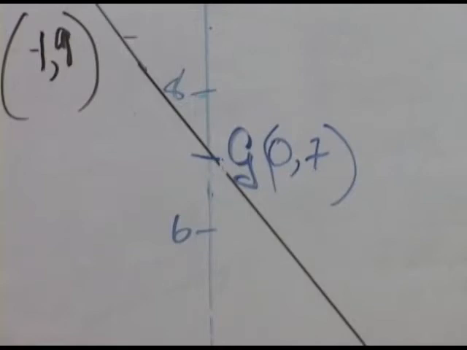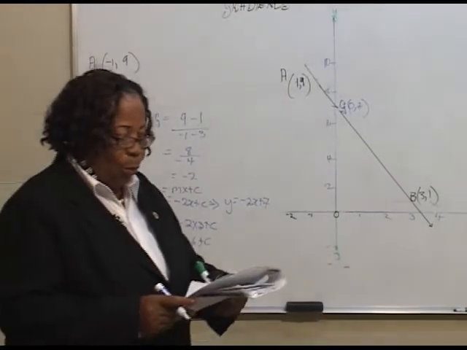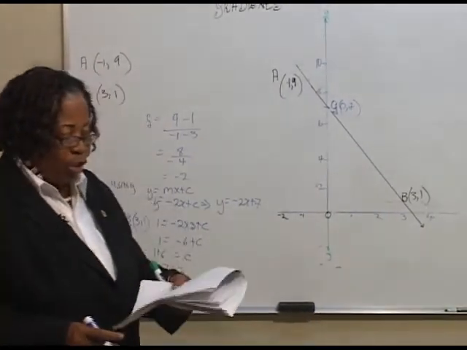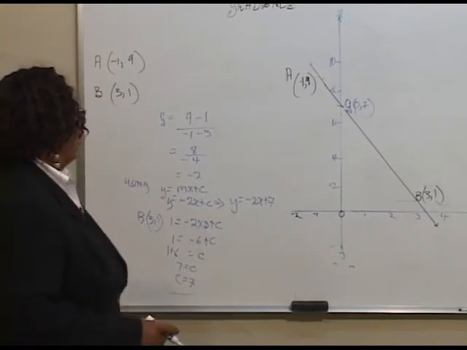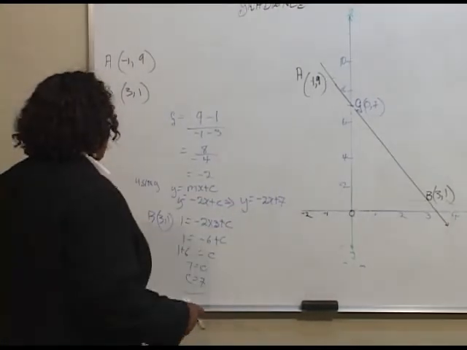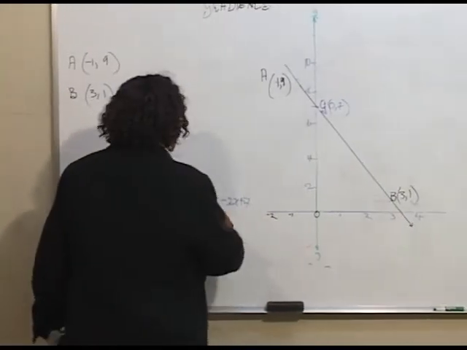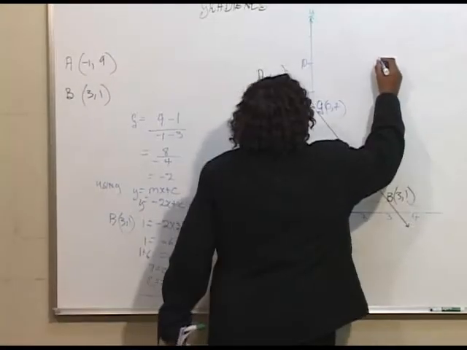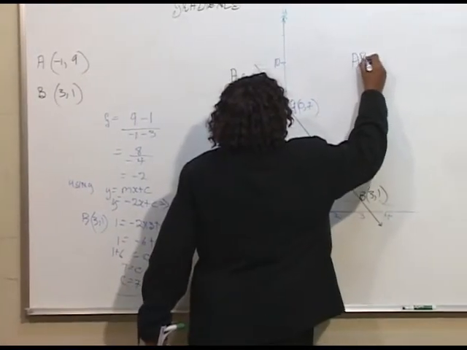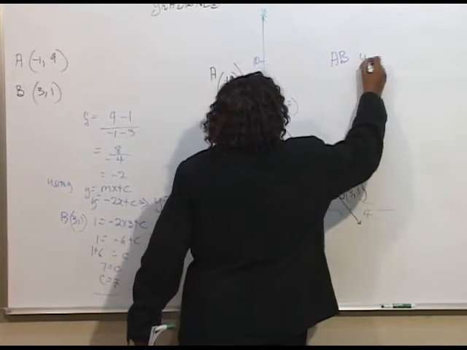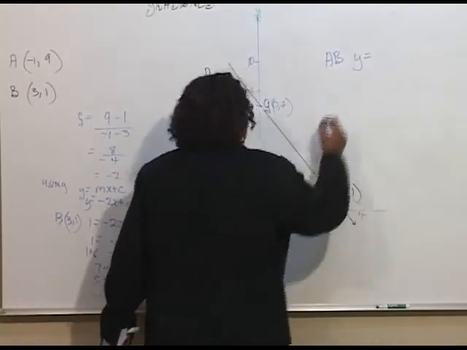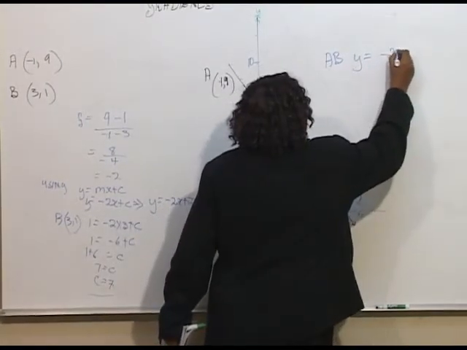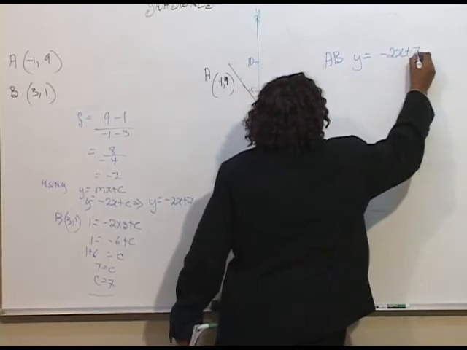Okay? It says, write the equation of the line through O, the origin, that is perpendicular to AB. Remember that we did our equation, the line of AB, which was y = -2x + 7.